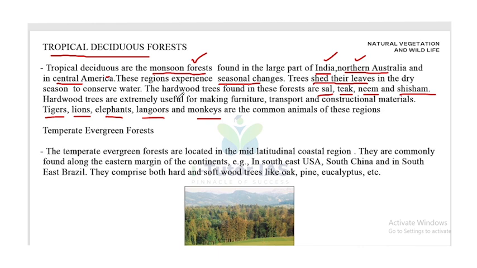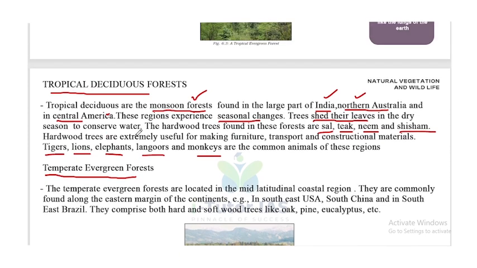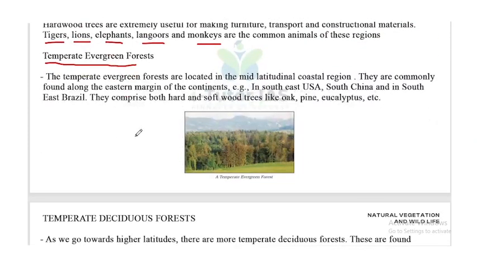Now, the main trees are sal, teak, neem, and shisham. The main animals found in this forest are tigers, lions, elephants, langurs, and monkeys. Now, the third type of forest is temperate evergreen forest. First is tropical evergreen forest, second is tropical deciduous forest, and third is temperate evergreen forest.